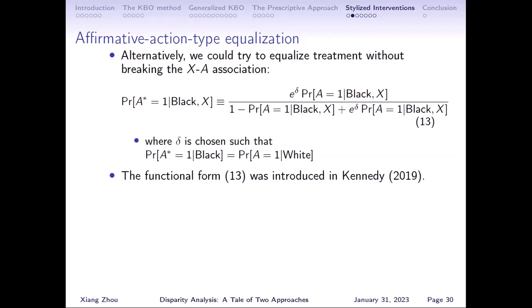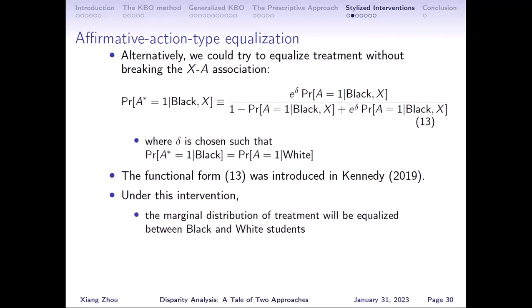And the functional form 13 was introduced by Edward Kennedy in his JASA paper in 2019, but Kennedy considered this intervention for a different purpose. He tried to address how the population mean will change as a result of an intervention like this. He did not use it to study group disparities, but we could use it to realize marginal equalization without breaking the association between background characteristics and treatment.